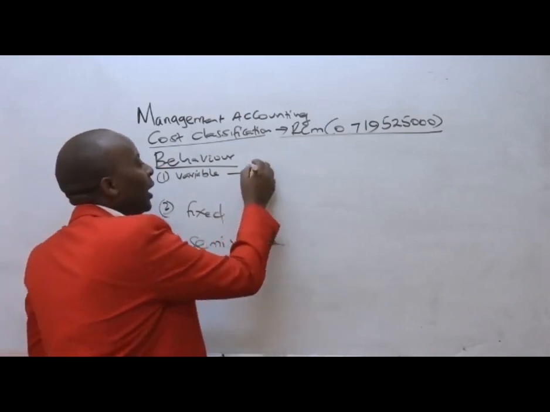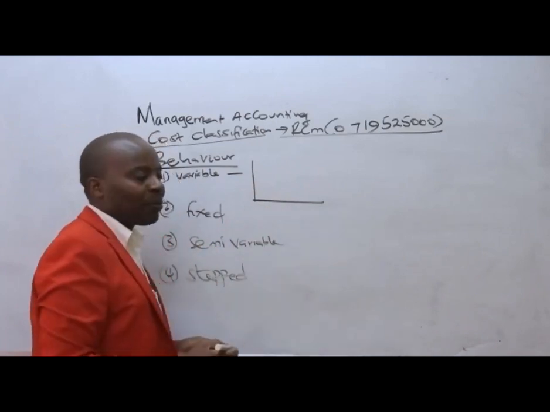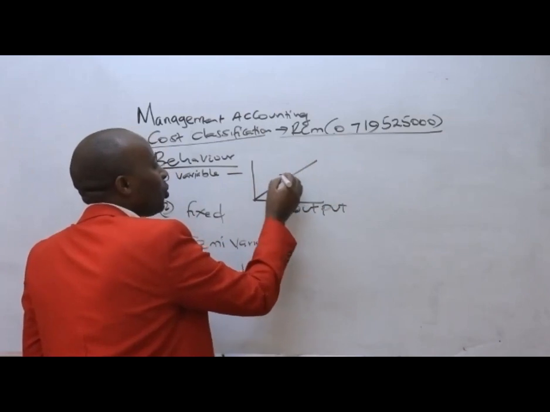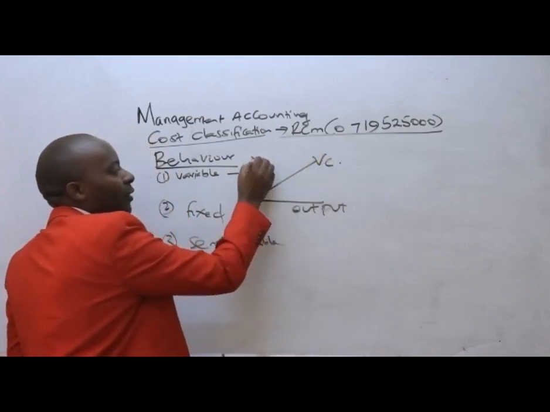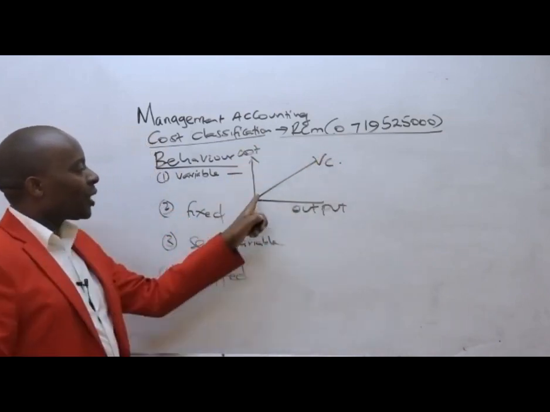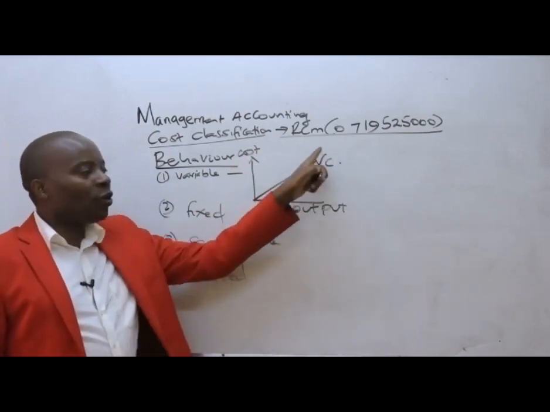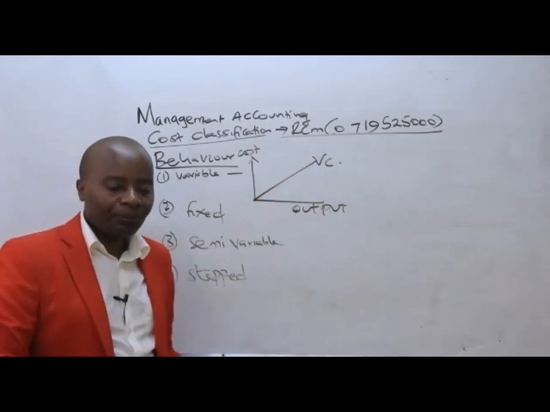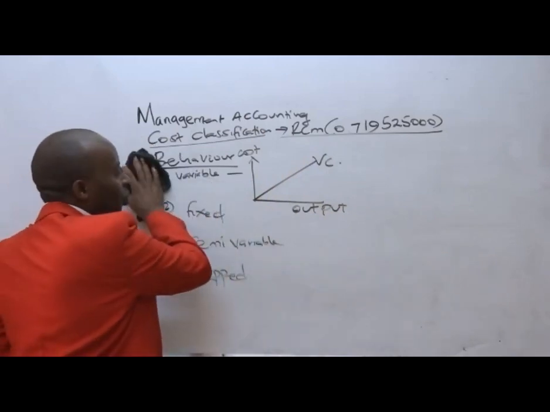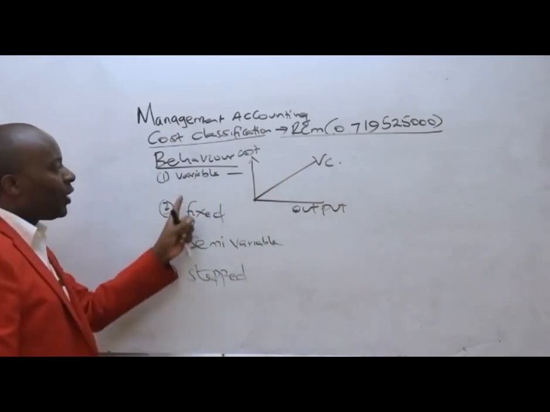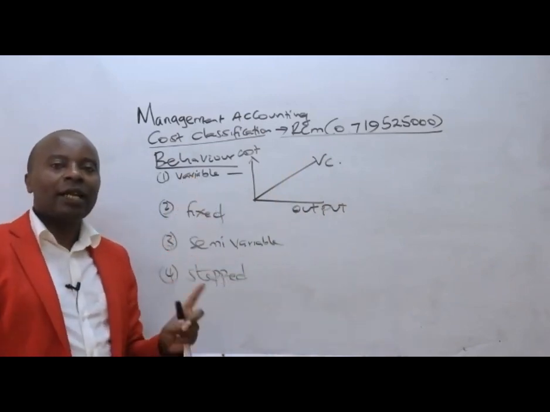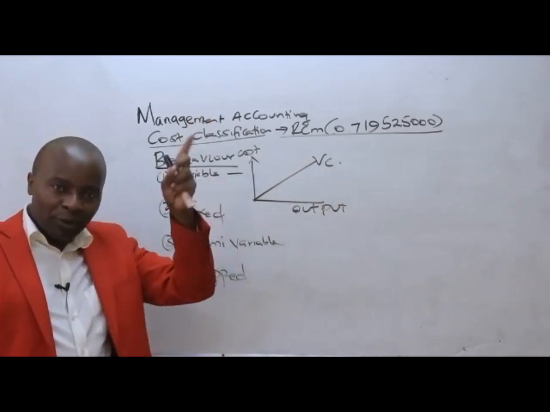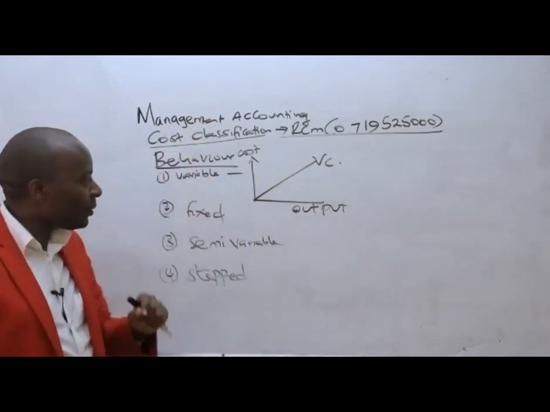And normally they'll have a direct relationship. If this is output, then variable cost will behave like this. You can see as the output increases, variable costs are increasing. Great. So that is all about variable cost. Good examples of variable costs include raw materials, timber. The more tables I produce, the more timber I want. So timber cost becomes a variable cost.